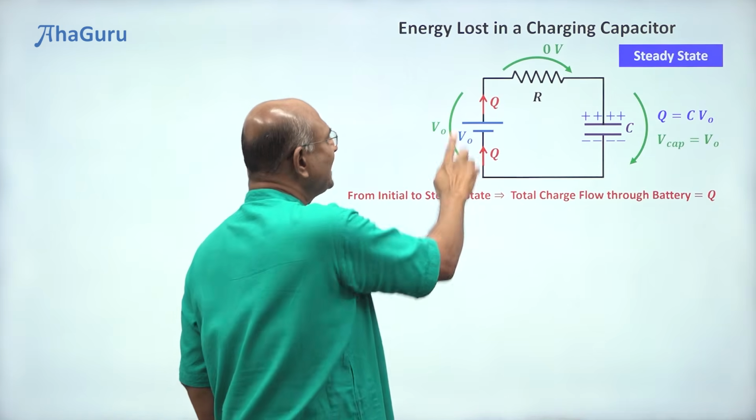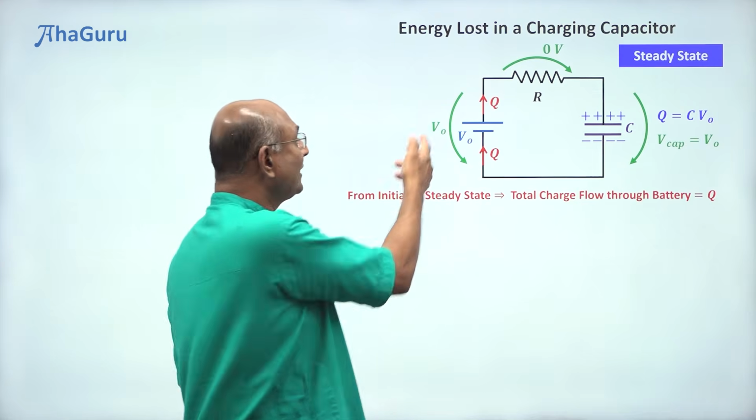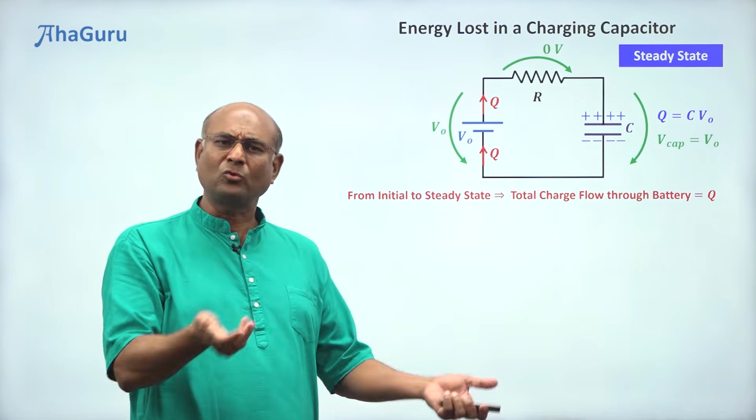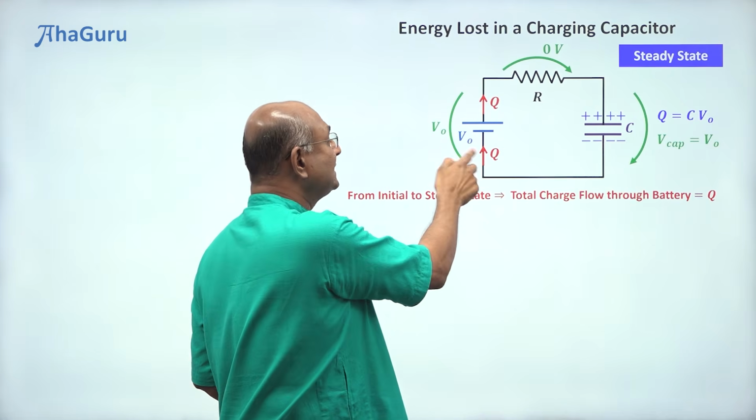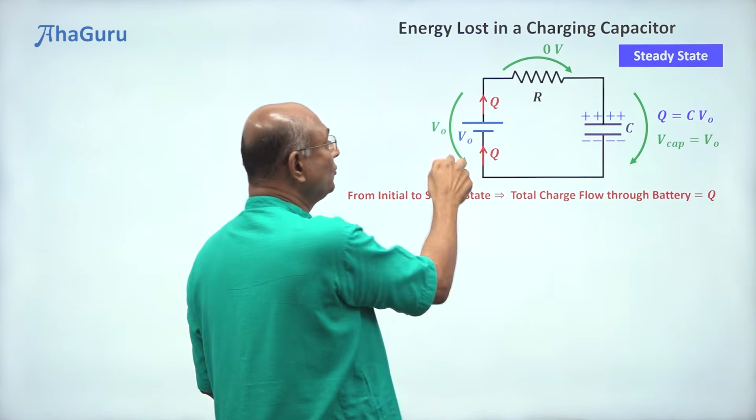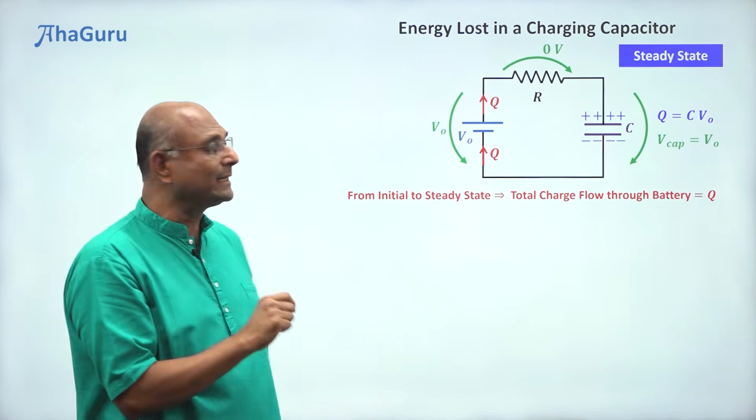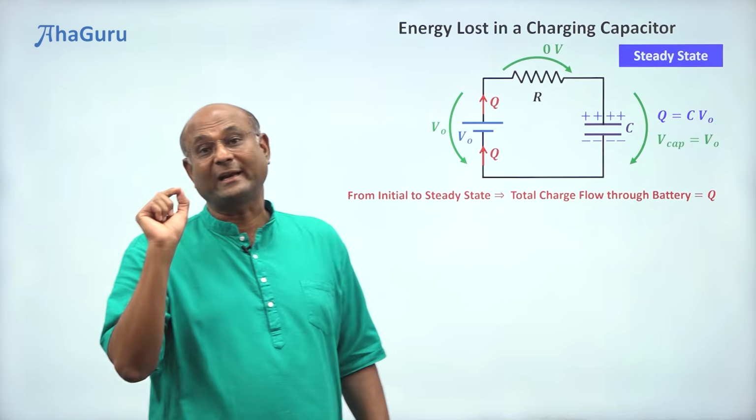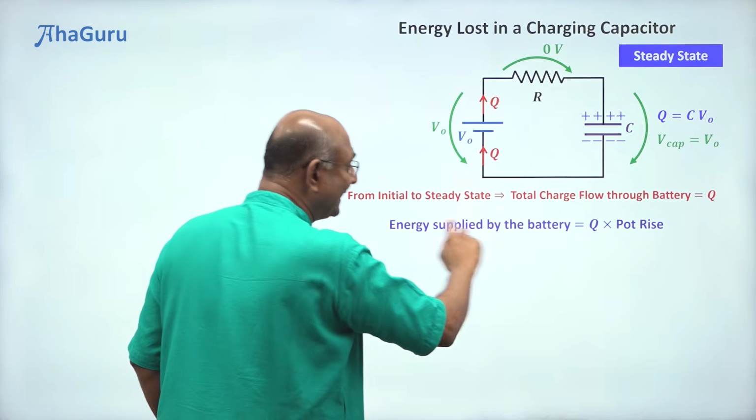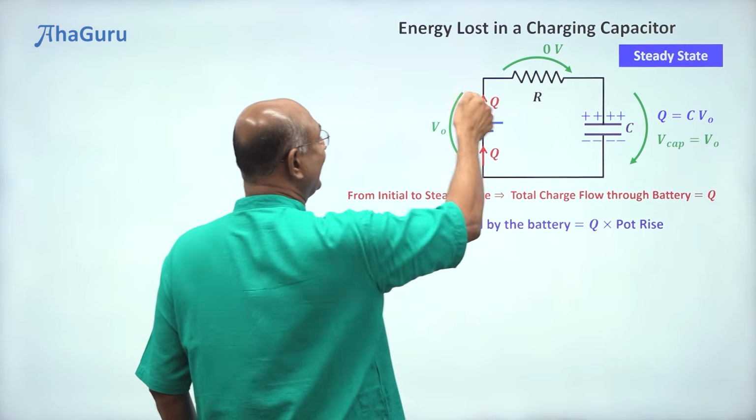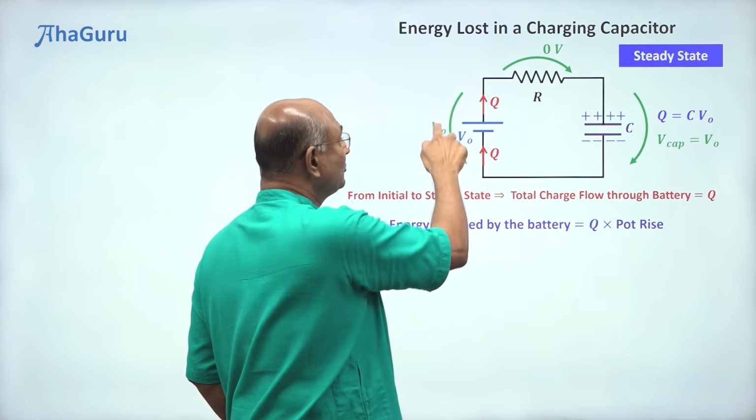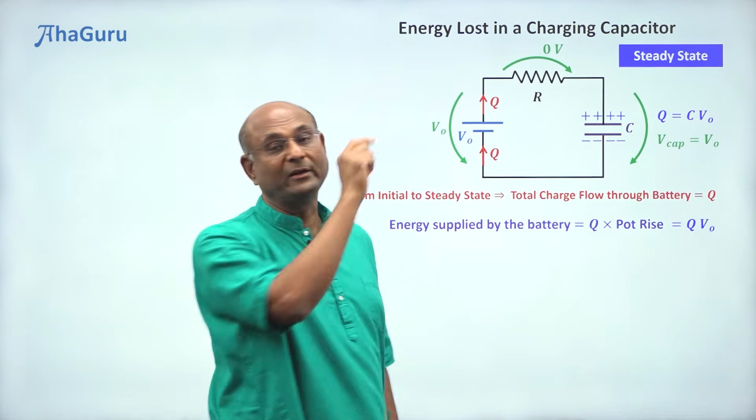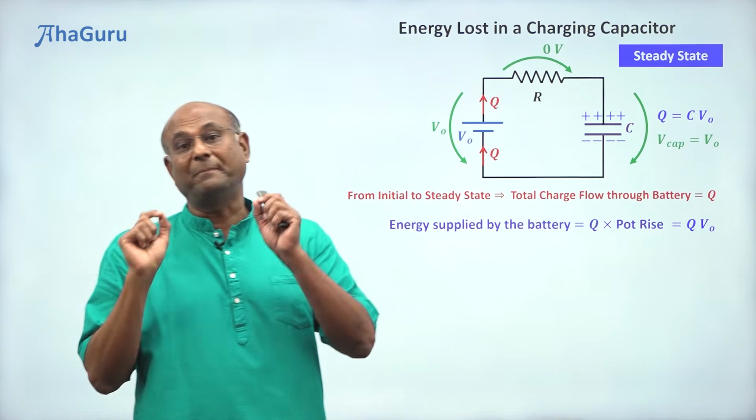And once you know how much charge flows through a circuit element, then you can find the energy supplied by that circuit element or to that circuit element. When you want the energy supplied to that circuit element, we will say Q times potential drop from entry to exit. When we want the energy supplied by that circuit element, then we will say Q times potential rise. Here we want the energy supplied by the battery, so it is Q times potential rise from entry to exit, from the bottom to the top. Well, the potential rise is equal to the EMF, so Q times V0. So that is the energy supplied by the battery.